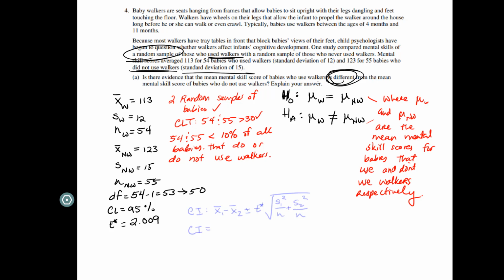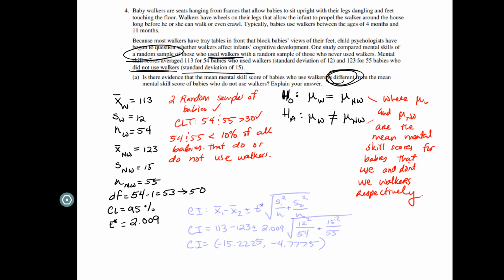So my confidence interval, x bar 1, that's my x bar for the group with walkers. That's 113. And then my group without walkers, that's going to be 123. My t star, we found that already, 2.009. Square root, the standard deviation of the first group, the walker group, was 12 squared divided by the sample size of 54. My second group had a standard deviation of 15, squared, divided by 55. Go to your calculator, punch all this in. It's not too tough to do. You're going to have to do it in 2 steps, but you should get a lower bound of negative 15.2225 and then an upper bound of negative 4.7775.